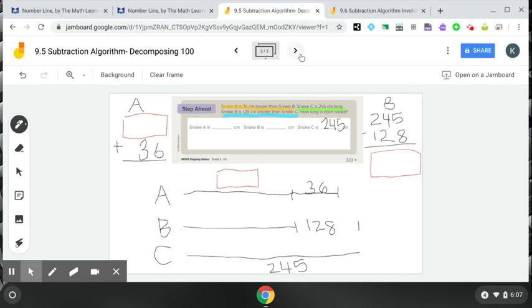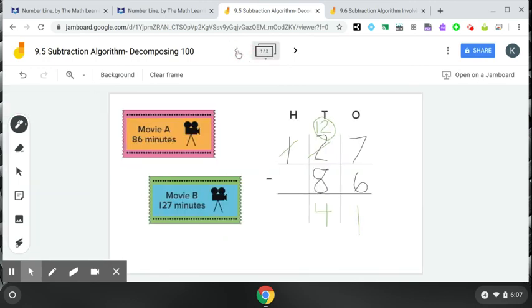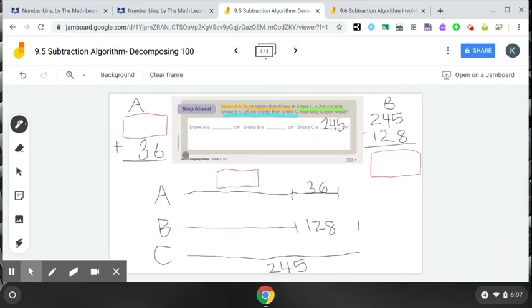Remember that when you look at the Jamboard, if you need to go back and watch it again, you just have to click up here and see the example of finding the difference using your algorithm with regrouping into the hundreds place to have enough tens. And then you can go back to this slide to help you when you go to solve your step ahead on your work assigned by your teacher.